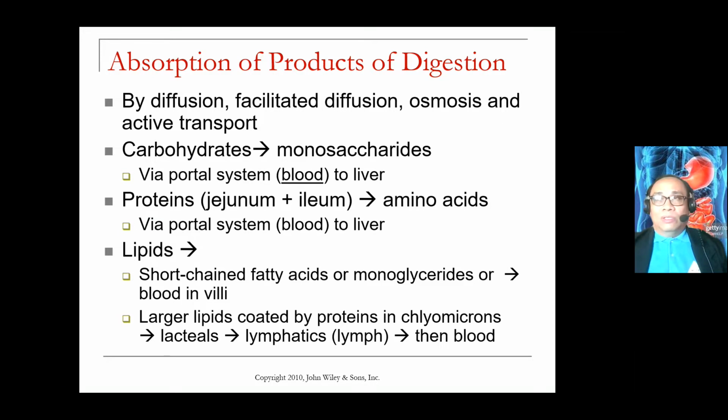Okay, so how are nutrients absorbed? They actually are absorbed by diffusion, facilitated diffusion, osmosis, and active transport. Ang carbohydrates, once it is broken down into monosaccharides, are absorbed via the hepatic portal system going to the blood.